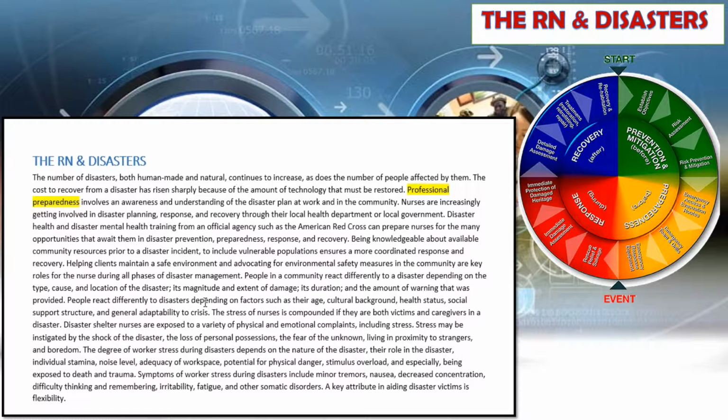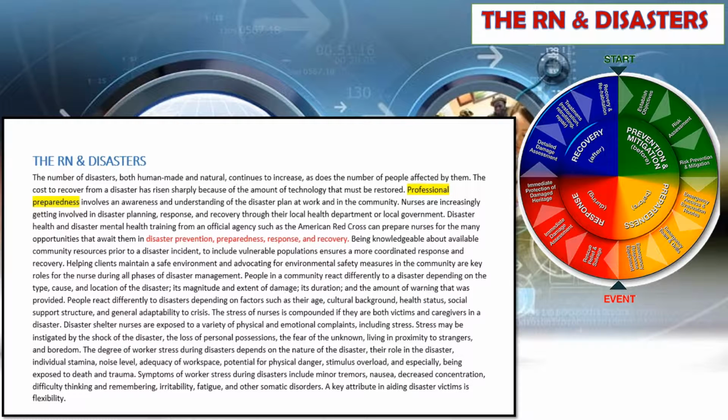Nurses are increasingly getting involved in disaster planning, disaster response, and disaster recovery, as they should. And they should be involved both at the local health department and the local government level. Okay? Disaster opportunities that await them in a disaster incident involve disaster prevention, disaster preparedness, disaster response and disaster recovery. We will discuss this terminology in the next slide and kind of connect it together.